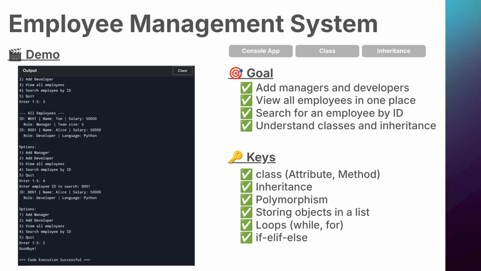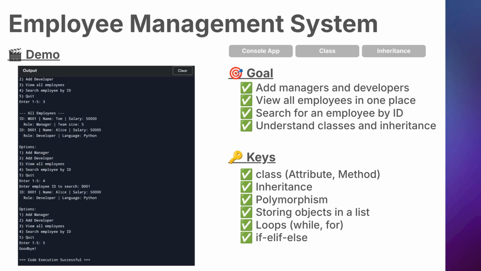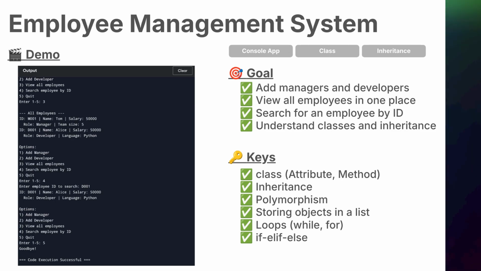By the end of this lesson, you'll not only have a working employee management system, but also a clearer understanding of how classes, inheritance, and polymorphism can organize real-world data in code. In the next step, we'll go through the code together line by line and see exactly how it all works.